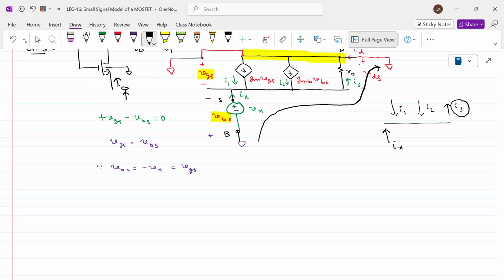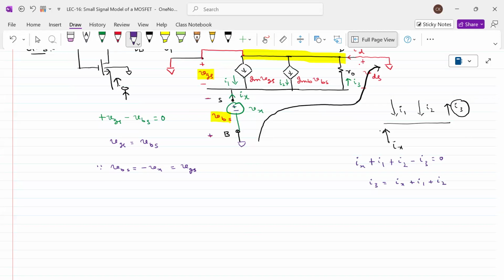What can I do? Ix, what are the currents coming here? Ix plus I1 plus I2 minus I3 equal to 0. Therefore, what is I3 here now? I3 is nothing but Ix plus I1 plus I2. Same thing I can apply here.